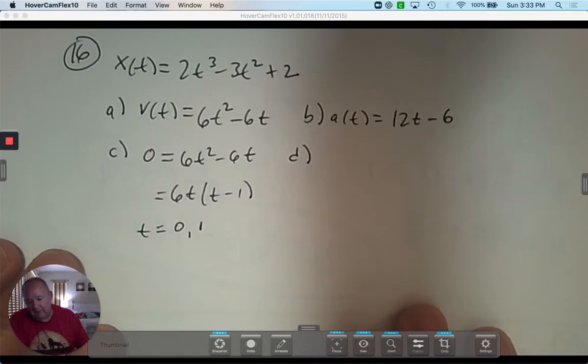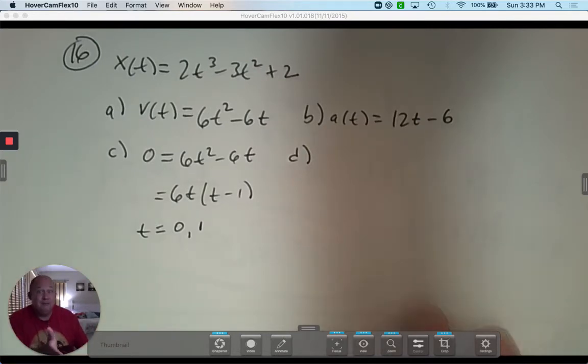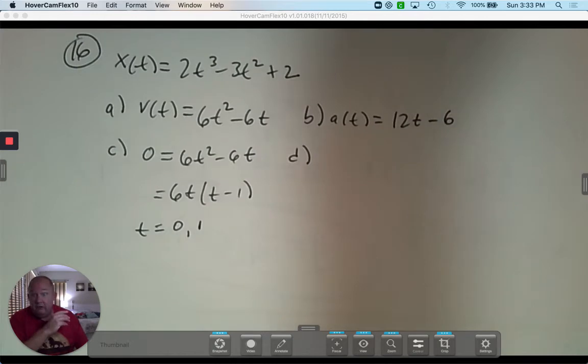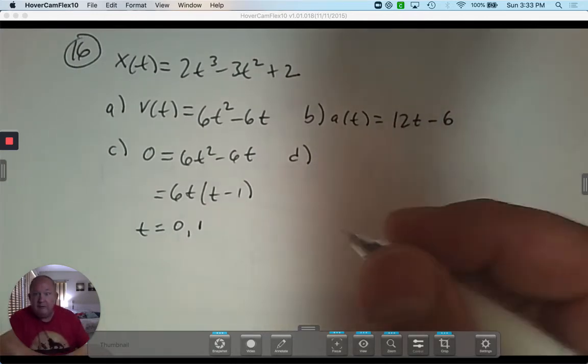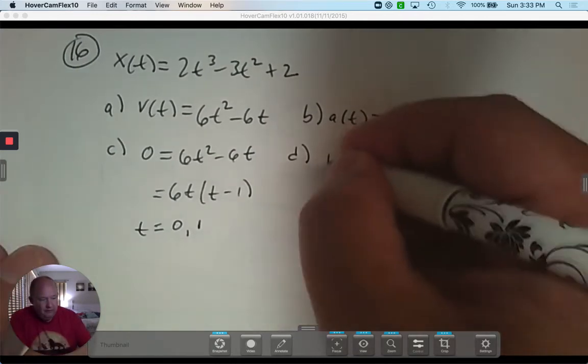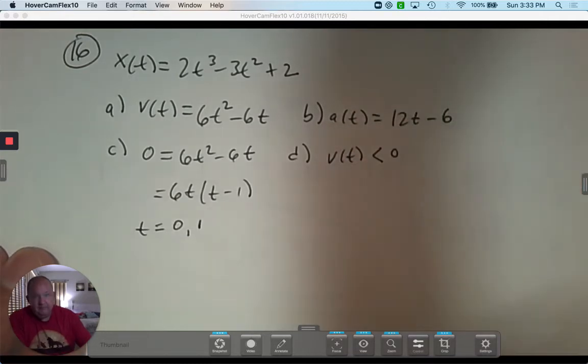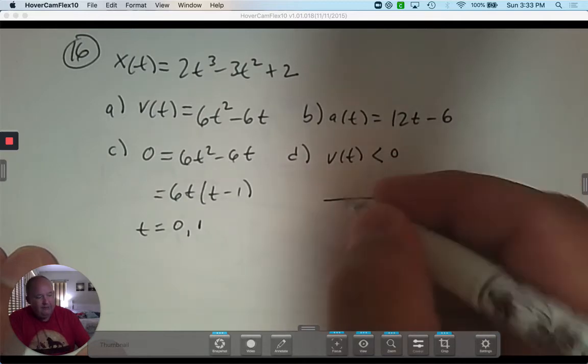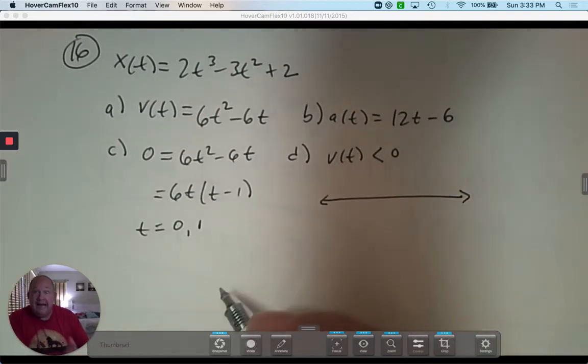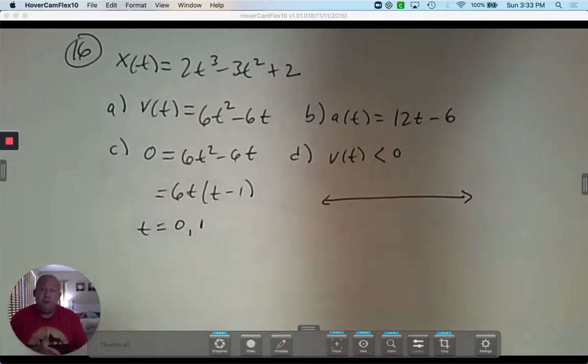Part D says, when is the particle moving left? So again, direction of movement has to do with velocity. So left means when the velocity is negative. So what I'm looking for is when that is occurring. So how do I know that? I'm going to draw a number line, and I'm looking to see first when is it at rest, and then I create intervals from resting to know if it's negative or positive.